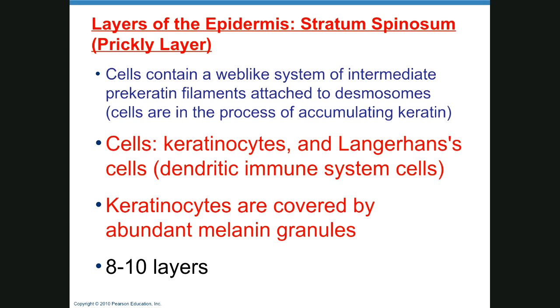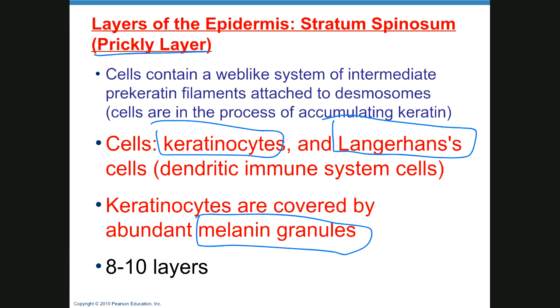Spinosum means prickly. So this is the prickly layer. The cells are called keratinocytes. And in this layer, we're also going to find the immune system cells, the Langerhans cells. The keratinocytes are alive, and therefore they have to be protected from UV light. So they're going to be covered by these melanin granules that are put out by the melanocytes in the stratum basale. The layers of the stratum spinosum vary between 8 and 10, depending on the kind of the skin.